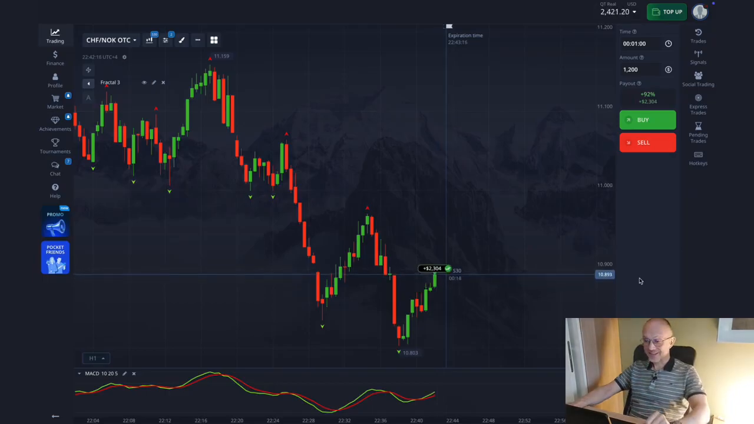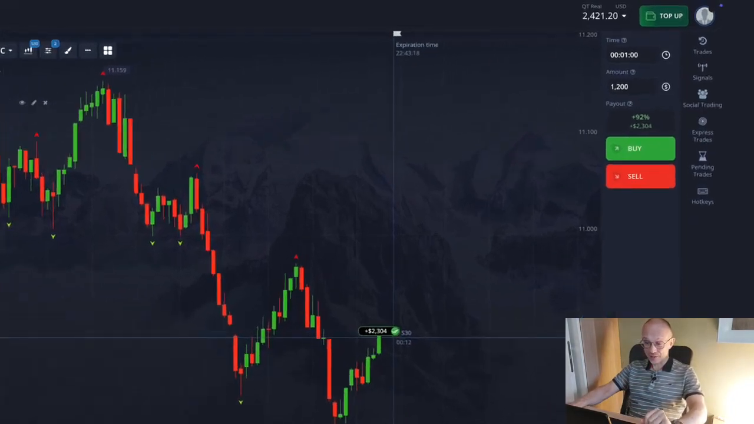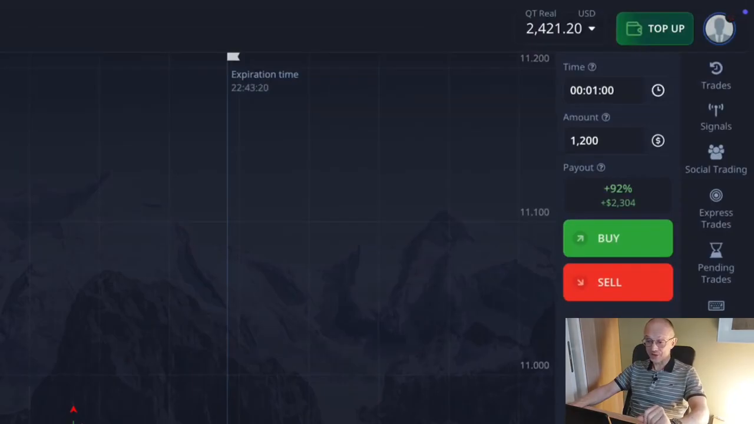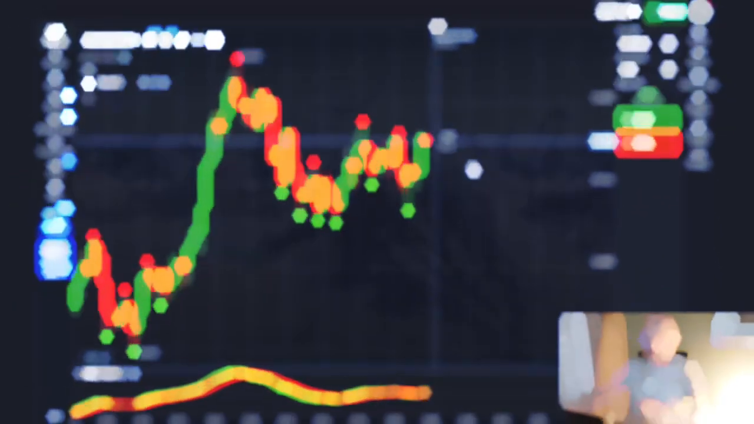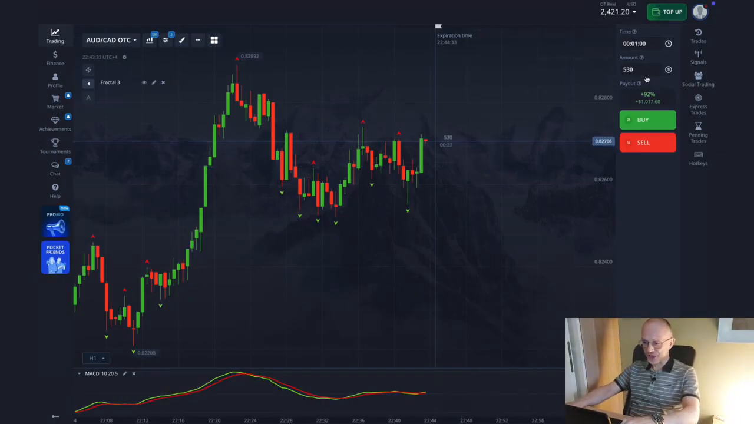And the result is excellent again, a profit of $1,104. So I continue to look for opportunities. A confident push appears on the chart. With a 1 minute expiration, I'm opening a long trade for $530.